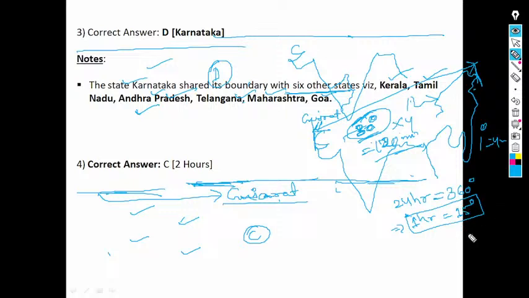Okay, so as we know, 1 hour is equal to 15 degrees. So we can say for 15 degrees of revolution, it takes 60 minutes. Then for 1 degree, it is 60 by 15, which is equal to 4 minutes. So we can say for 1 degree the Earth takes 4 minutes.